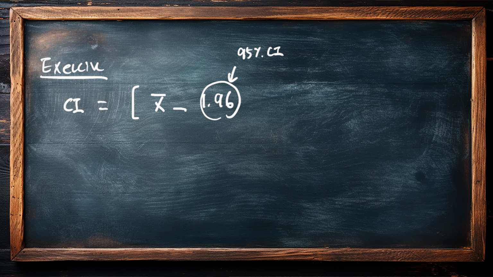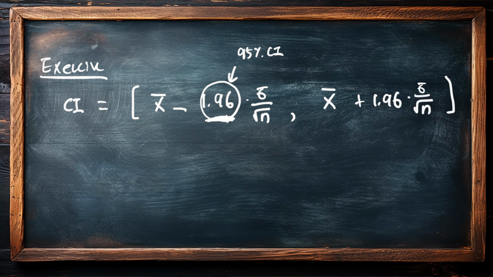So for example, if you had a different significance level other than 0.05, then you will have a different number in place of here. But anyways, in this case, we have a 95% confidence interval, so we can just use the number 1.96. So x bar minus 1.96 times sigma divided by square root of n, and the upper bound is x bar plus 1.96 times sigma divided by square root of n.